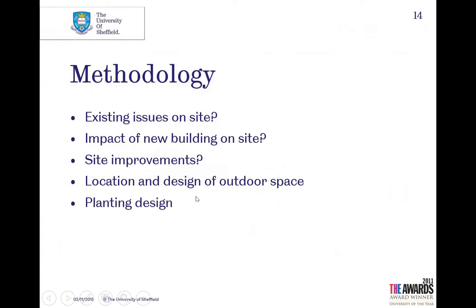Are there any site improvements you might want to consider? Would you consider perhaps adding some planting or some walls to kind of shield the existing area? So if we take this site, for example, we've got that problem between the library and the arts tower. Is there anything you could do in your design to improve that?